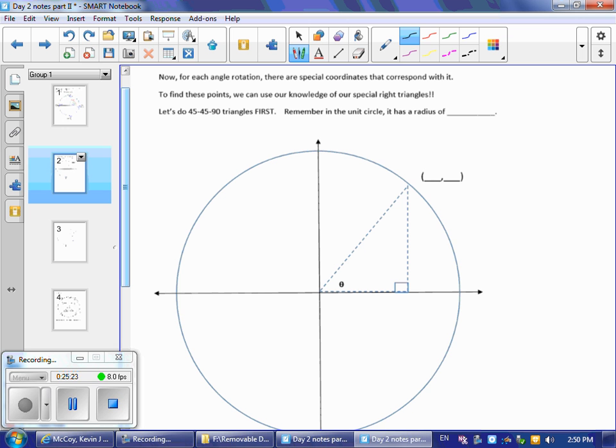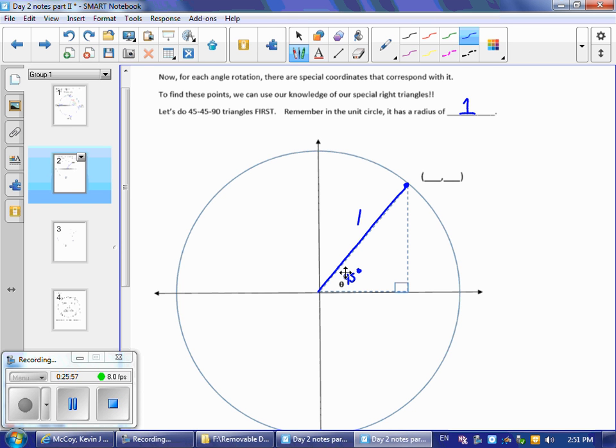So the first one we're going to deal with is the 45, 45, 90. This angle right here is supposed to be a 45-degree angle. Well, it is associated with a point. The one good thing is I know that distance, because that is the radius from the center of the circle out to a point on the arc. I know that distance to be 1. It's a unit circle. Remember that a unit circle has a radius of 1.